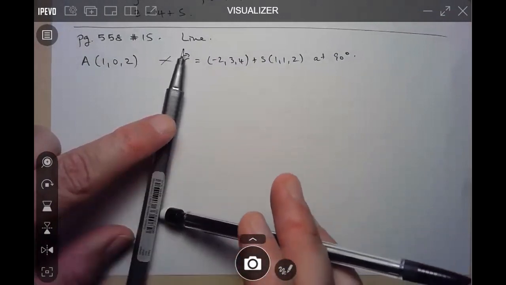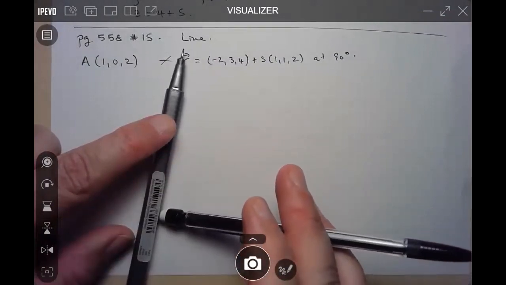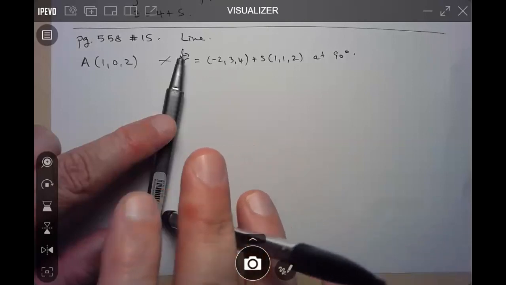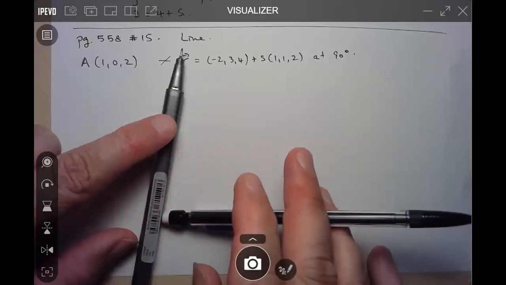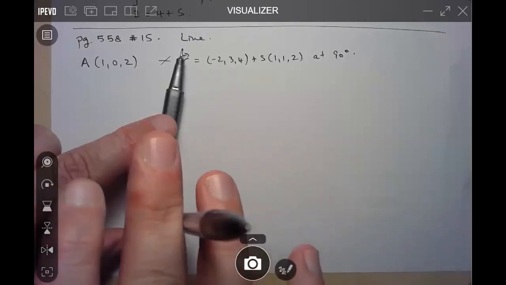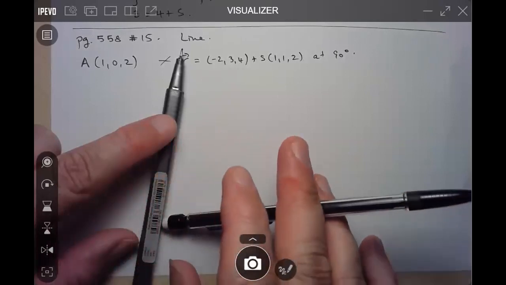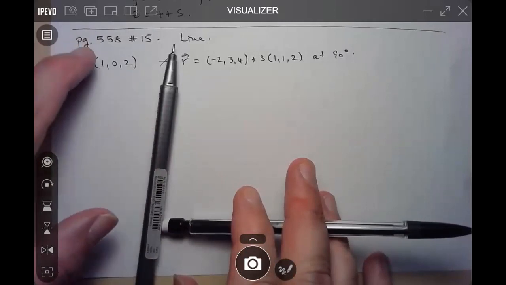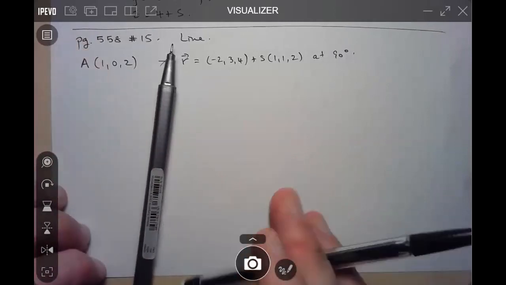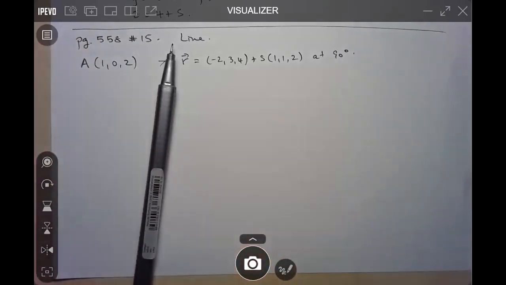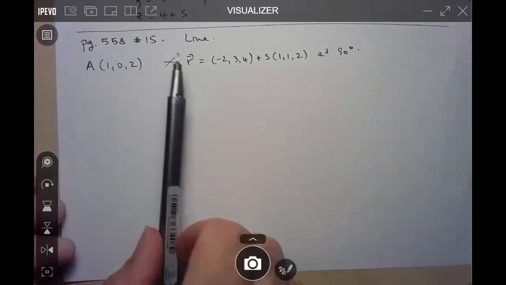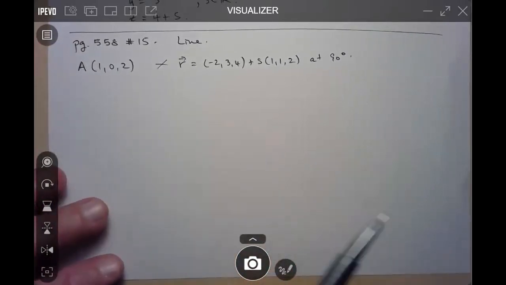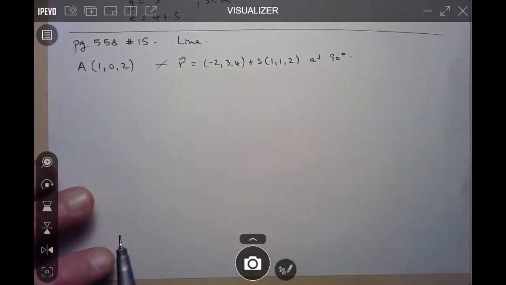Even if they intersect at a right angle, can you see that there's lots and lots of lines that intersect this line at a right angle? We need to find the one that passes specifically through this point. So this is a bit of a tougher question, I'm suspecting, because it's not the usual kind of information that's given.